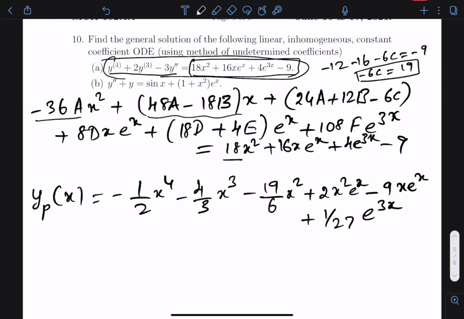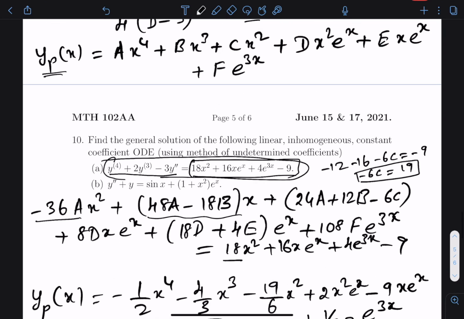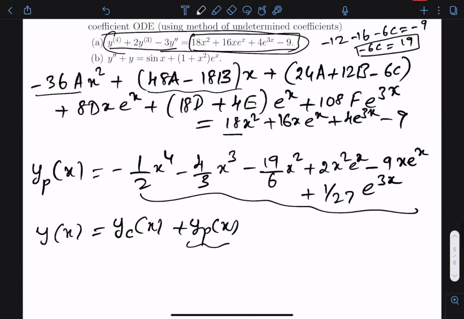So what is your general solution? It's yc of x plus yp of x. Yp is this entire thing, and yc is something that you already found here. So the sum of these two is that. Okay.